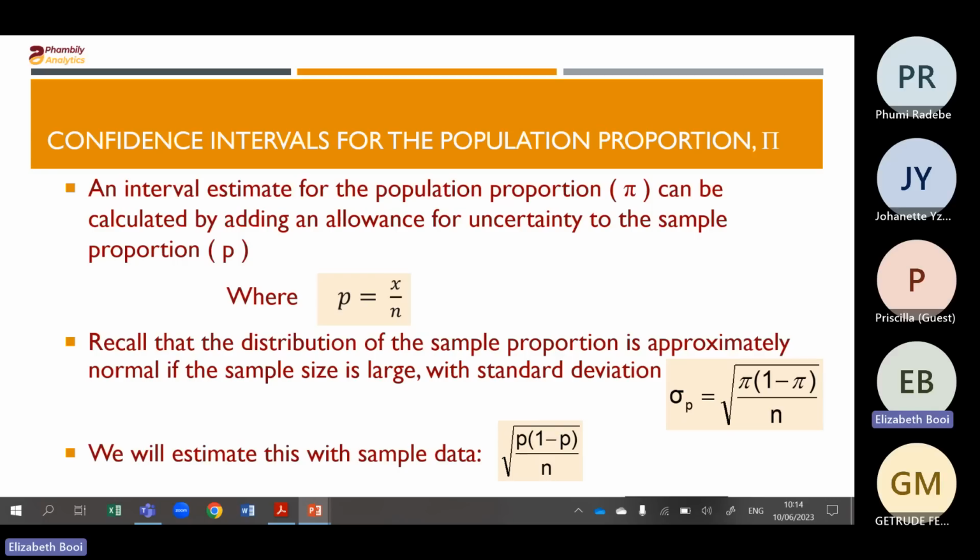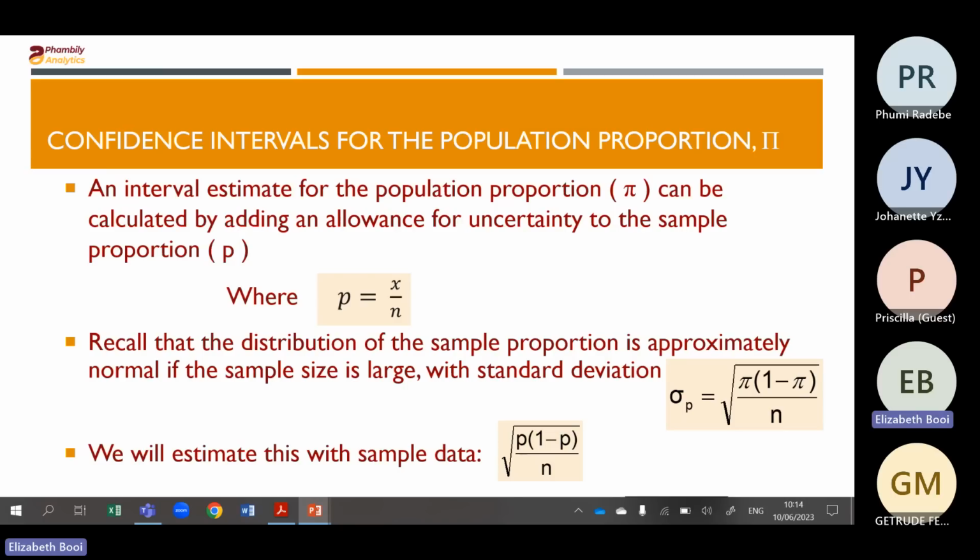So always remember that. For a confidence interval, if your sample is large enough and they give you the population proportion, then you're going to use the population proportion. You're going to calculate your standard error using your population proportion. If your sample size is small and they give you the sample proportion, then you're going to use the sample data and calculate using the sample proportion.